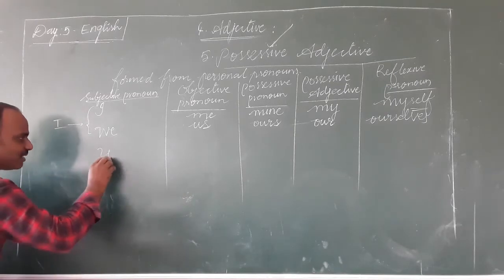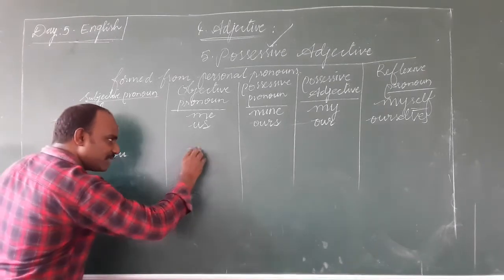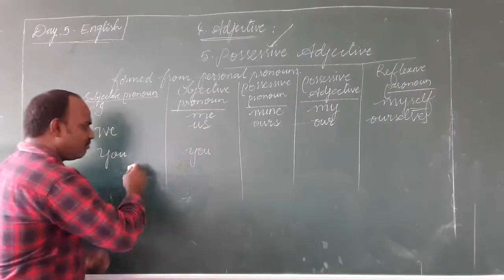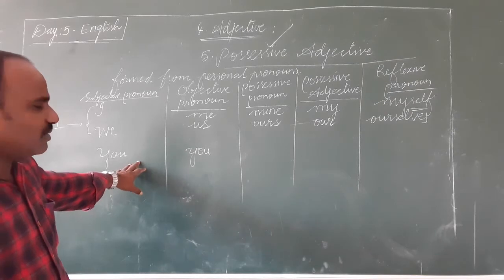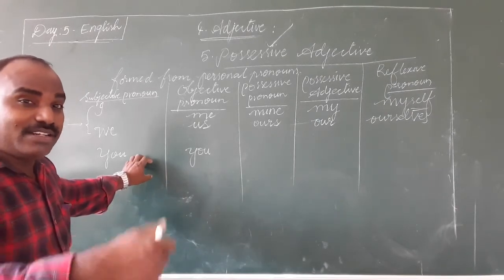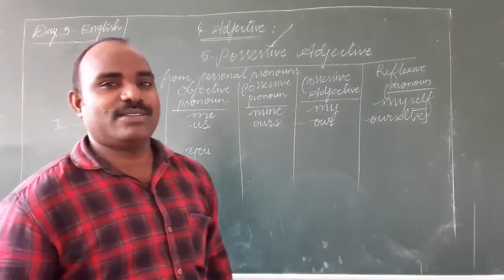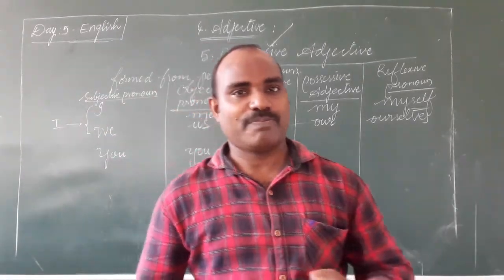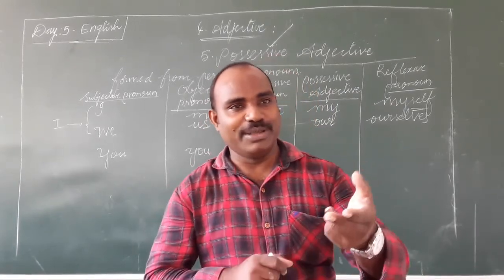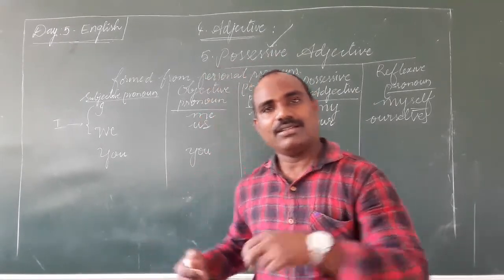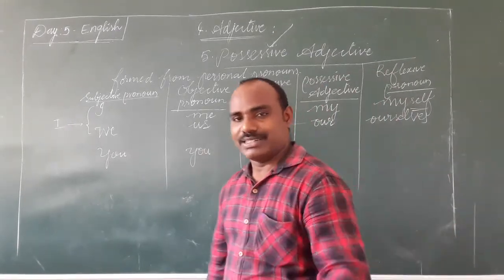Next, second person, subjective pronoun you. Objective pronoun you as well. Both are similar. See, there is no difference in English, but there is a big difference in Telugu. If you address one person, we say neevu. In English, you. If you address more than one person in Telugu, meeru. In English, you. Here there is a difference in Telugu, it is seen very clearly, but in English it's not seen.